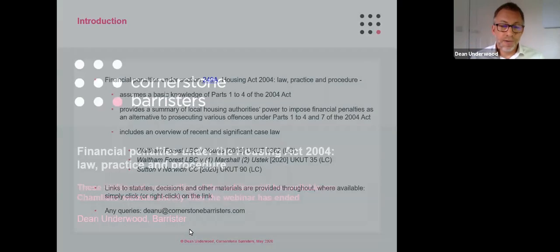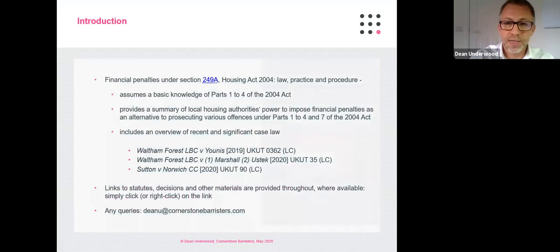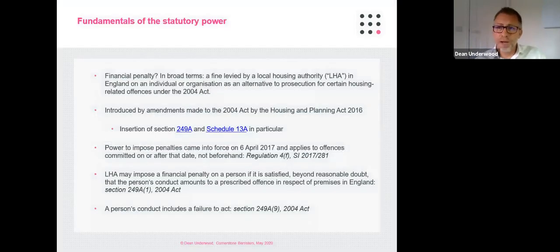Let's start at the very beginning, skipping through the introductory slides. What are the fundamentals of the statutory power to impose a financial penalty? Let's go back even further. What exactly is a financial penalty?